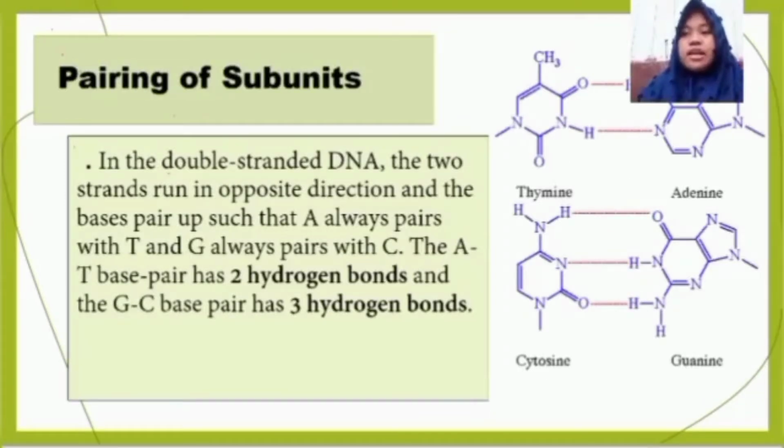Pairing of subunits. In the double-stranded DNA, the two strands run in opposite directions, and the bases pair up such that A always pairs with T and G always pairs with C. The A-T base pair has two hydrogen bonds, and the G-C base pair has three hydrogen bonds. A hydrogen bond is a chemical bond between a hydrogen atom and an electronegative atom, or an attraction between a hydrogen atom which is covalently bound to a more electronegative atom or group.